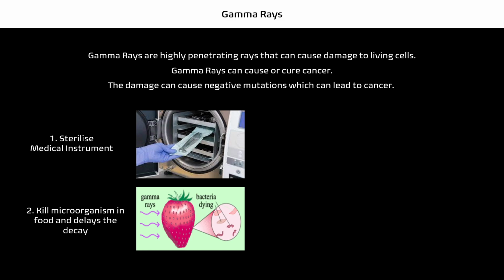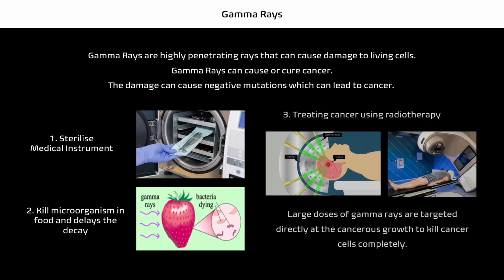All right, and then the last application of gamma rays in the medical industry is treating cancer by using radiotherapy. Okay, so if a tumor is found on a certain part of your head or your brain, gamma rays will be targeted towards it by using complex medical equipment. But the main thing to take note of here is that large doses of gamma rays are targeted directly towards where your tumor is growing, and then it will kill the growth and the cancer cells completely.